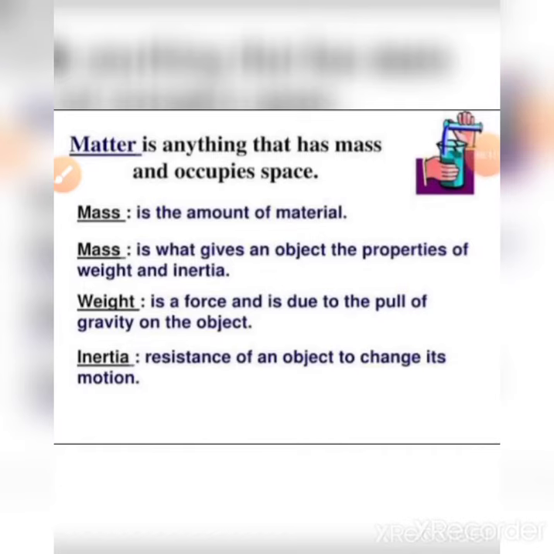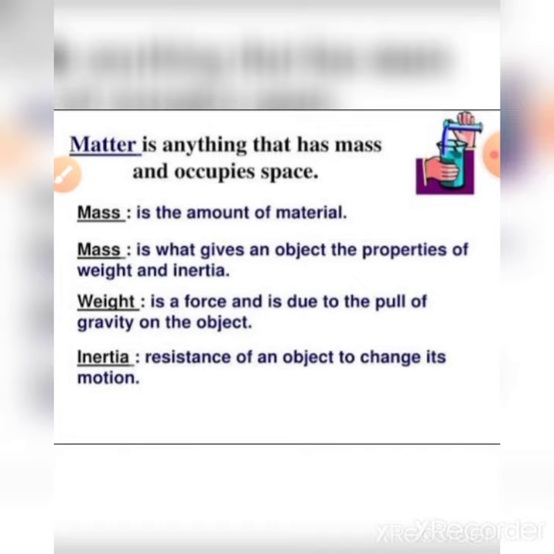Inertia is the resistance of an object. An object resists change in its motion. Okay, so then what is mass? Mass is that property of an object which gives it two properties: weight and inertia.